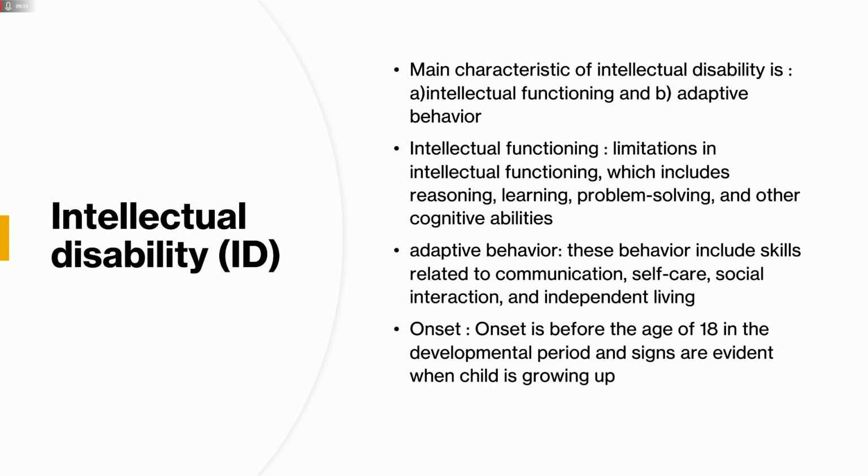Like if a mother leaves them for, let's say, 12 hours in the house, they will not be able to live independently. These are adaptive behaviors. People with intellectual disabilities will have these deficits. They will not be able to be independent as a normal child would be. And finally, the onset of this should be before the age of 18, especially during the developmental period when the child is growing up. That's when we will be able to detect whether a child has intellectual disability or not.